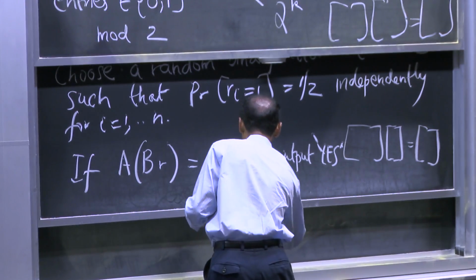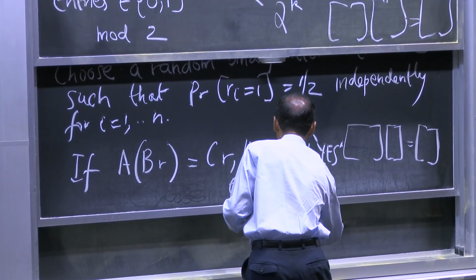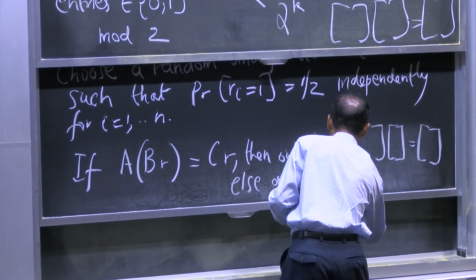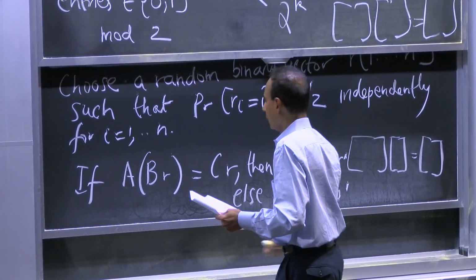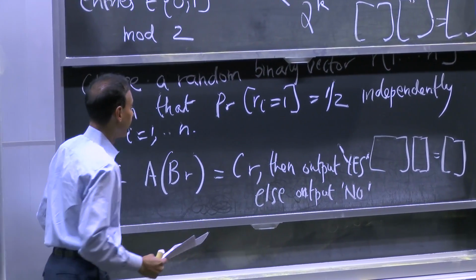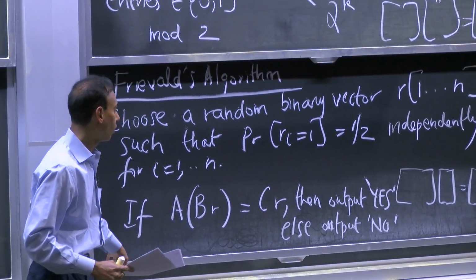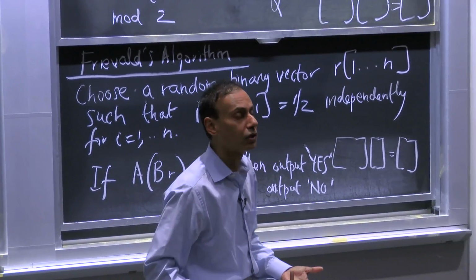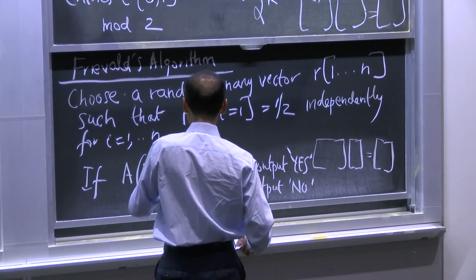Else, if these two are not equal, you're going to output no. Okay? And so that's it. That's one run of the algorithm: generate a random R and do the multiplication as you see here.